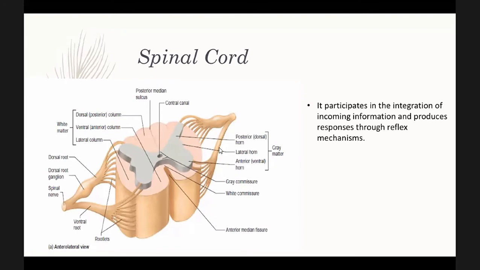So the interneuron participates in the integration of incoming information and produces responses through the reflex mechanism. So yan yung spinal cord function. We will talk about the reflex mechanism in a while. So major communication link between the brain and the peripheral nervous system, that's the function of the spinal cord.